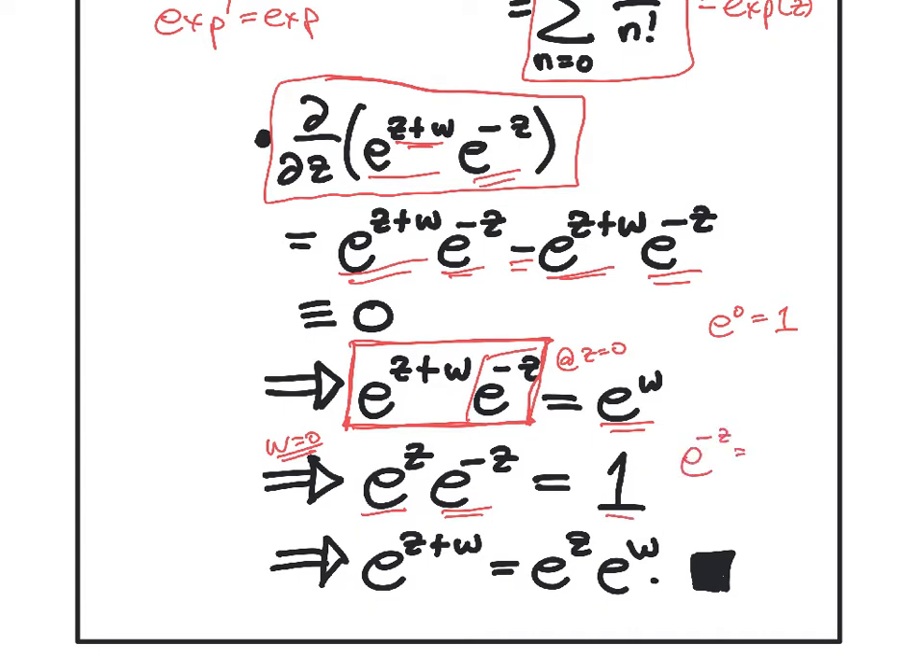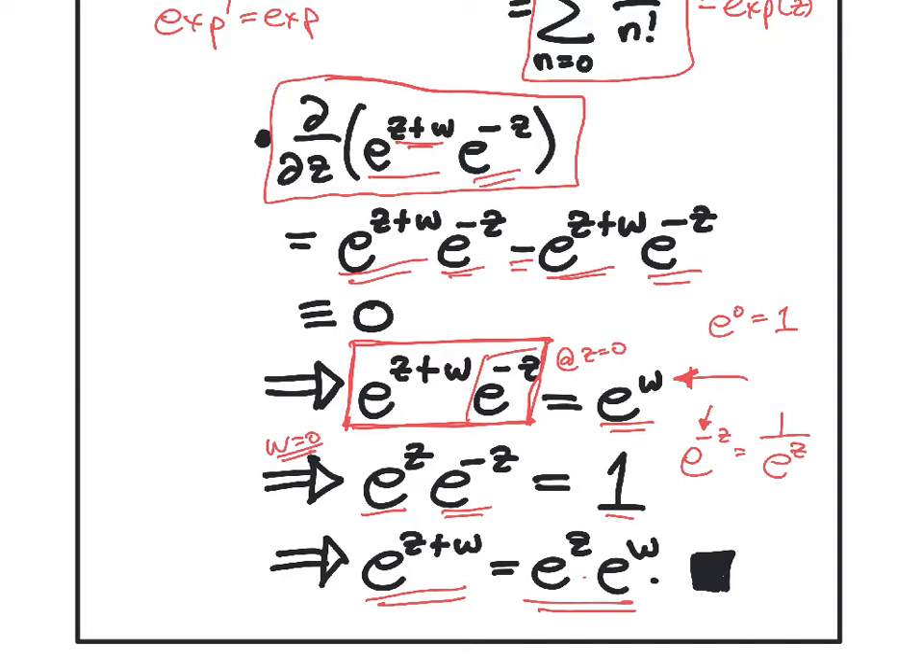so that gives you that e to the minus z is 1 over e to the z, which is the property you'd expect, given what we know about exponentials for real numbers. And using this, you can multiply both sides by e to the z to get e to the z plus w is e to the z times e to the w.